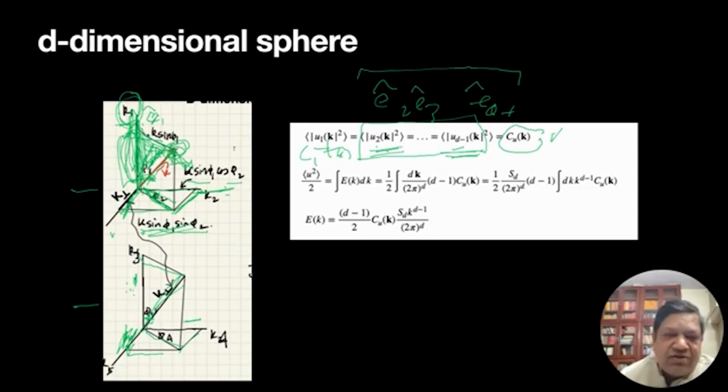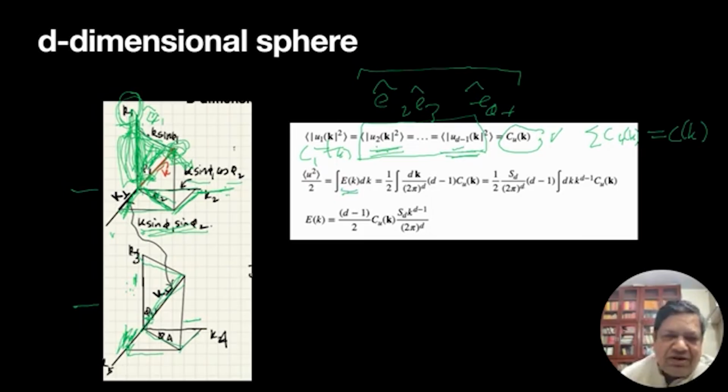A total energy, I need to sum it up. So I need to sum up all the C_u(k) over all dimensions, then that is C(k). So we work with the component, it's more convenient. Now we have one more important energy, called the one-dimensional energy spectrum. So E(k) is a one-dimensional energy spectrum.